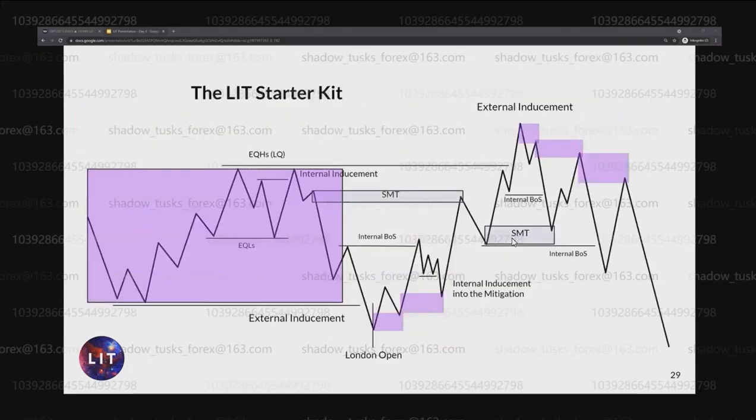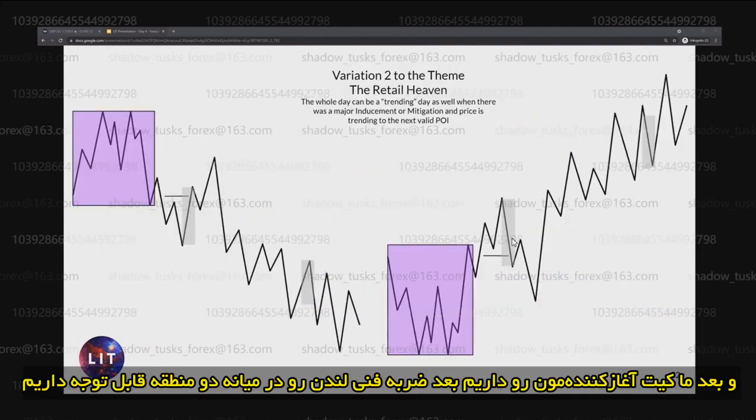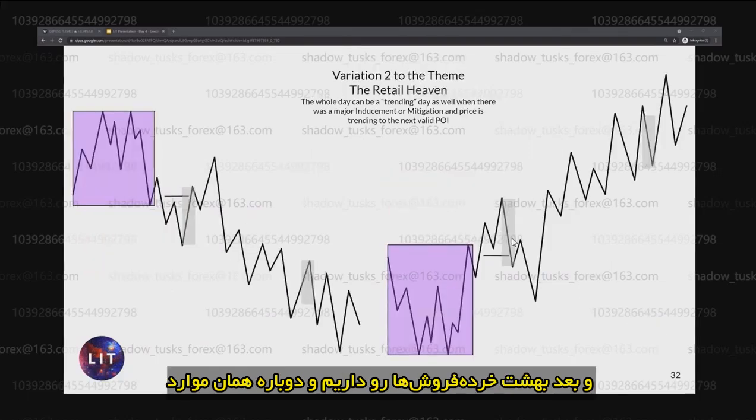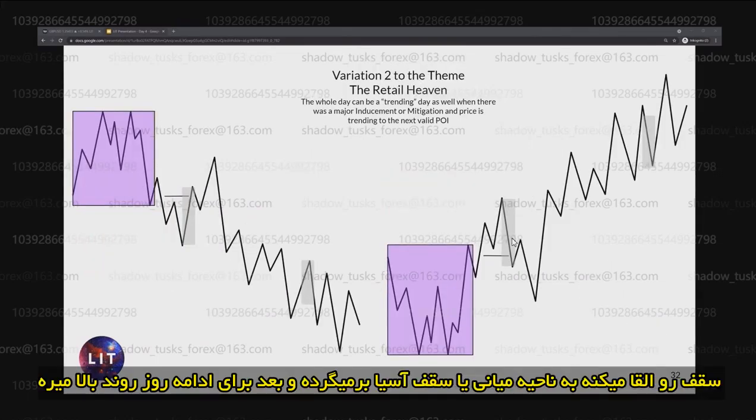Then we have our starter kit. Then we have our London knockout in the middle of two significant zones. And then we have our retail heaven, the same thing, where they just induce high, going back to the midline or the Asia high, and then just trending for the rest of the day.